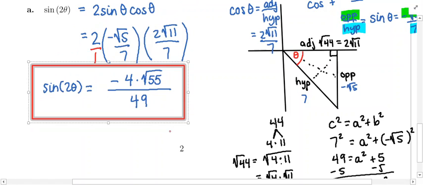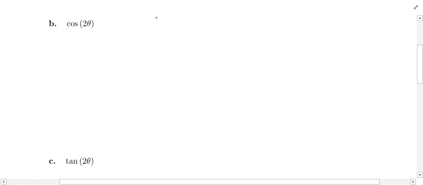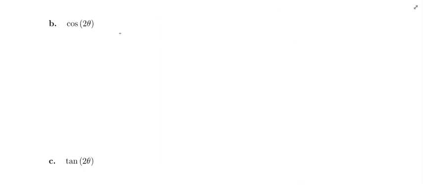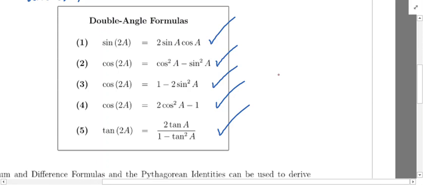Again, 2 times theta is its own angle. If you compute its sine, it's going to be this exact value. All right, let's go on and now try to find the cosine of 2 theta in part B. The first thing I'm going to do is apply a double angle formula. Let me go back to page 1. I'm going to look in the box. Which formula should I use? Now it's a bit of an issue because there are 3 different formulas for the cosine of 2 theta.